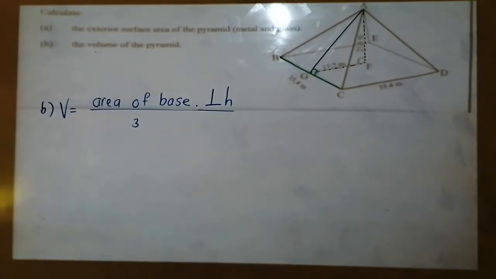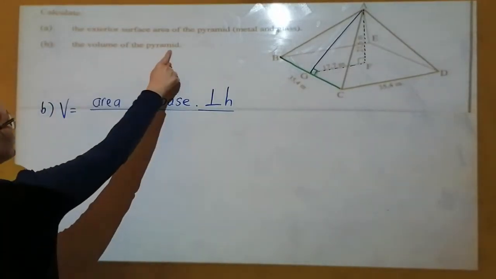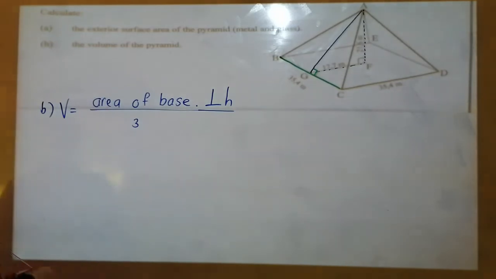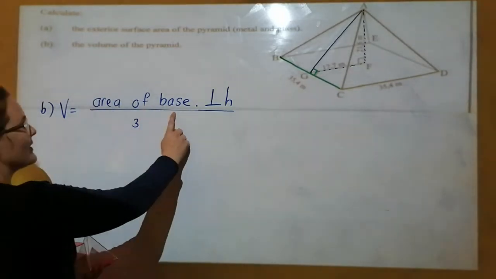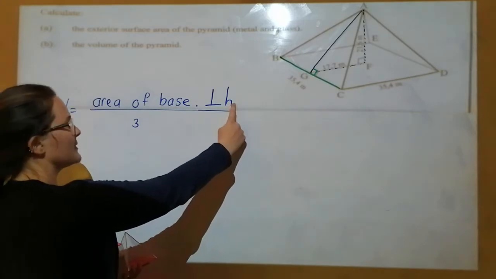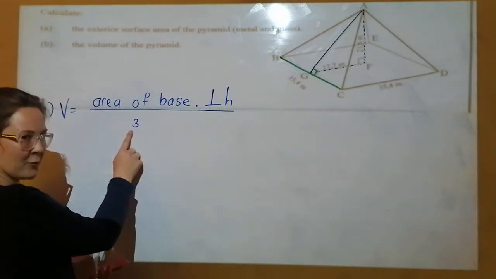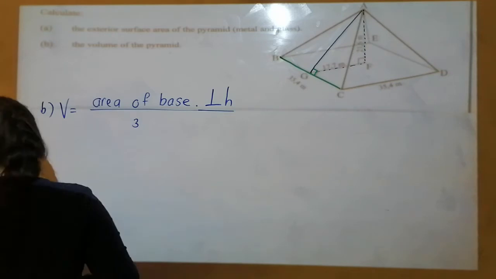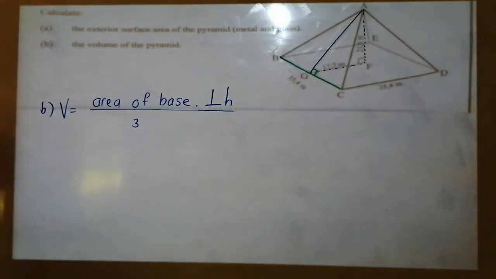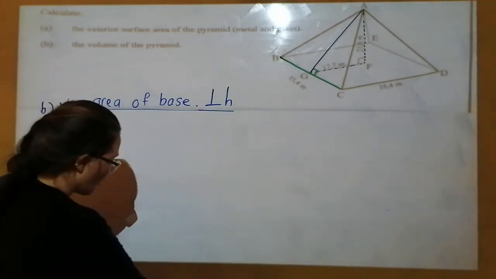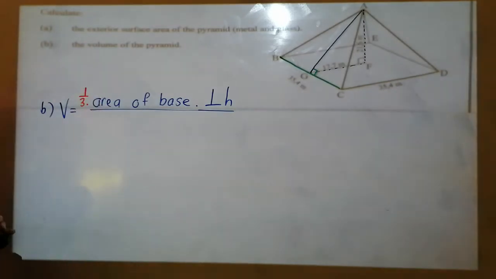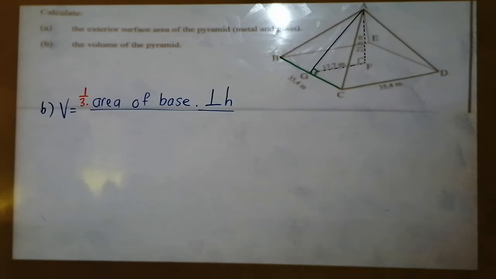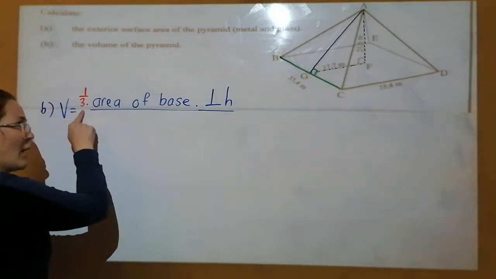So the second question asks us to calculate the volume of the pyramid. And we discussed earlier that the volume of the pyramid is the area of the base times the perpendicular height divided by 3. Why would we divide it by 3? Remember, instead of saying divided by 3, we could say 1/3 times the area of the base times perpendicular height. It doesn't matter which one you do. Where does this third come from?